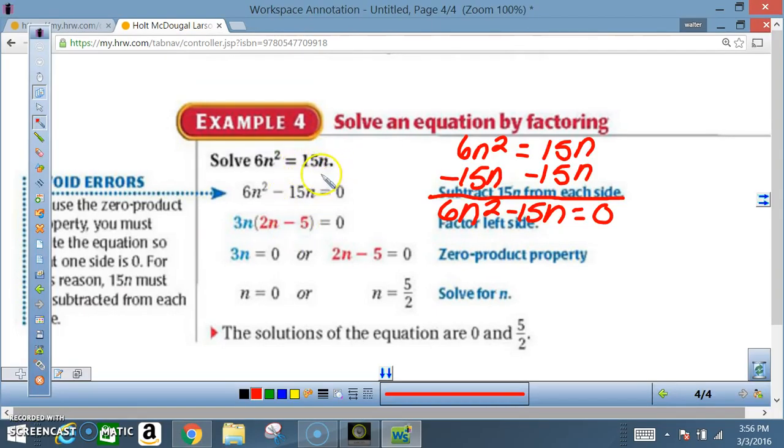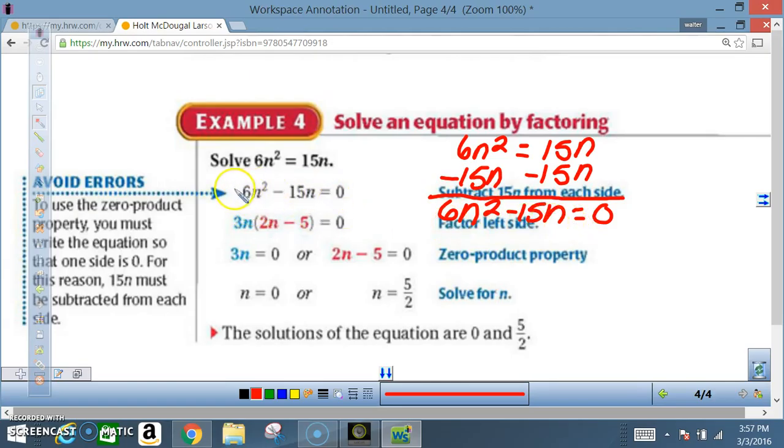All right, for those who need clarification, we had 6n squared is equal to 15n. So I got to get rid of this 15n to make it go to 0. So minus 15n on this side. I got to do the same thing on the other side, minus 15n. So now I got 6n squared minus 15n. Well, these two terms are not alike, so we can't add or subtract those. All we can do is represent them. So 6n squared minus 15n is equal to 0.